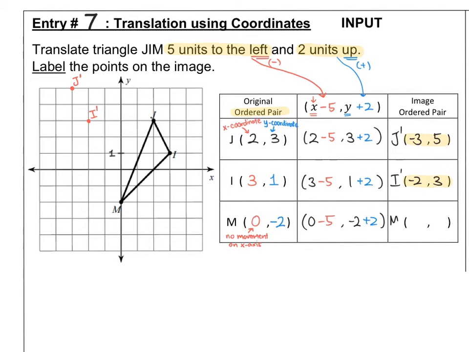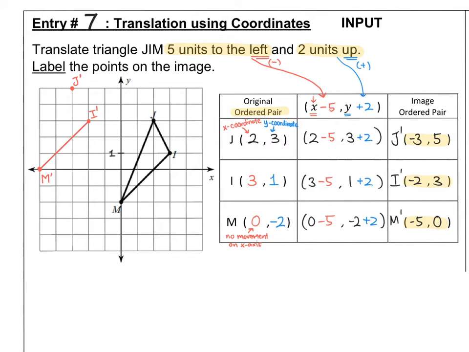To get M prime, we have to subtract 5 from the 0 x-coordinate, which will give us -5, and we have to add 2 to the -2 y-coordinate to get 0. That means the new point M prime will be at -5, which is 5 to the left of the origin. And because the y-coordinate is 0, we wouldn't move anywhere up or down, but stay on the x-axis at -5. That's where the point M prime will be, at -5, 0.